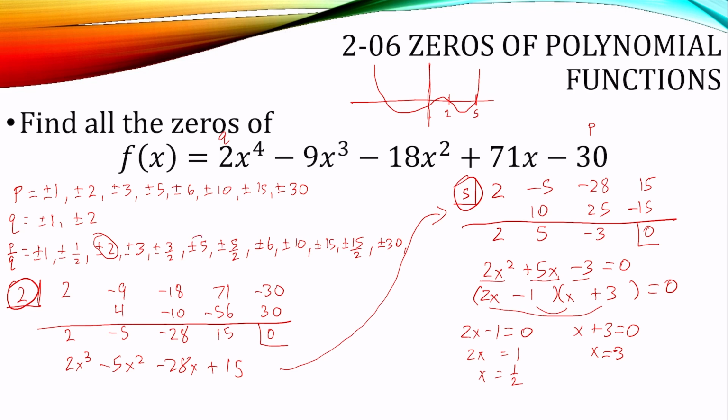So notice we have the 5, we have the 1/2, and the negative 3. They're all in our list. So it's negative 3, 1/2, 2, 5. It was x to the fourth. Our degree was 4. We got 4 zeros.